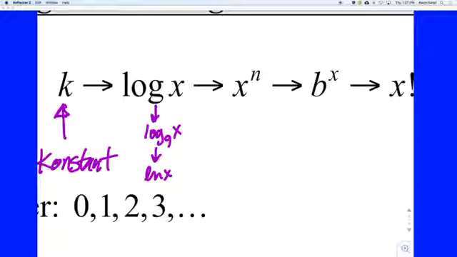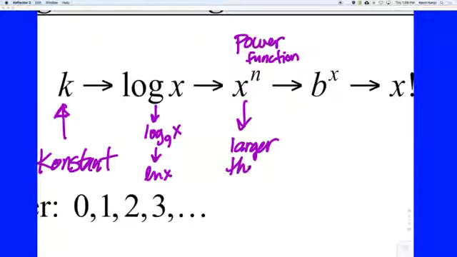Now, growing faster than log functions are power functions. These include all of your polynomials, like x squared, x cubed, x to the fourth, which we've already worked with. But they also include all your radical functions, like the square root of x, because it's x to the 1/2, right? x to the 2/3, stuff like that. So again, these have their own hierarchy. The larger the n, the faster the growth. And we know that, right? An x to the fourth grows faster than an x squared, and so on and so forth.